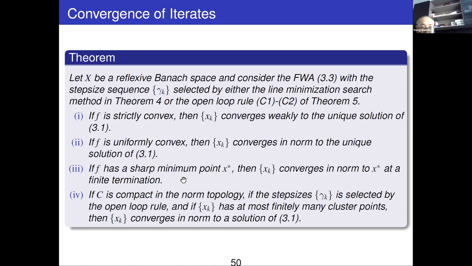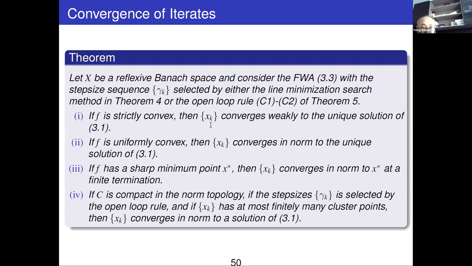Now, you have seen the compact case in the norm topology, and the step size selected by the open loop rule. Then I can prove the following. I don't know whether or not the sequence can converge, but if I know xk has at most finitely many cross points, then we can prove xk must converge. That's the convergence of the sequence itself.